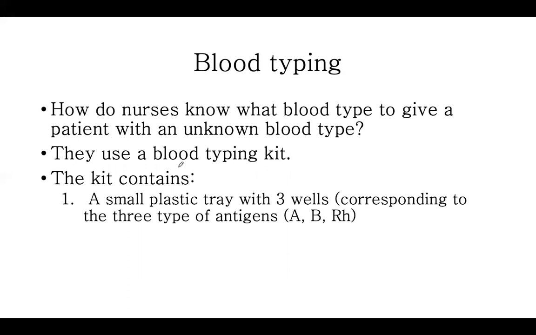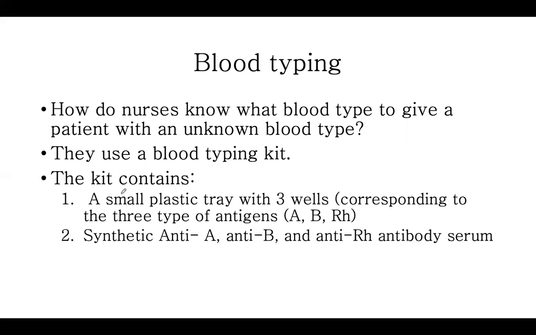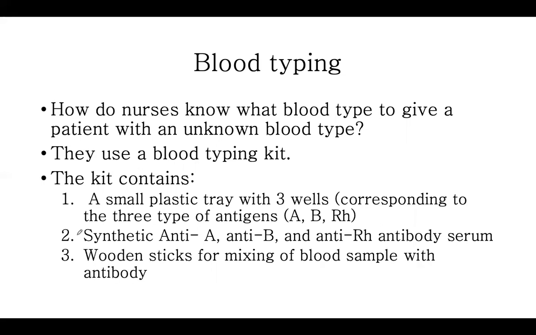It typically contains small plastic trays that have 3 little wells on them, and each of the wells corresponds to the antigens, either A, B, or Rh. We have synthetic anti-A, synthetic anti-B, and synthetic anti-Rh antibodies. Again, this is not something you will find inside your bloodstream. This is something that we are adding on top of your blood. And then you have these wooden sticks that are going to help you mix your blood sample with the antibody serum.